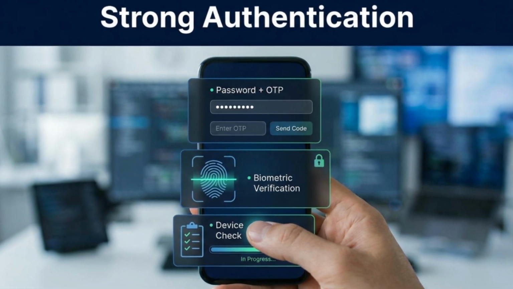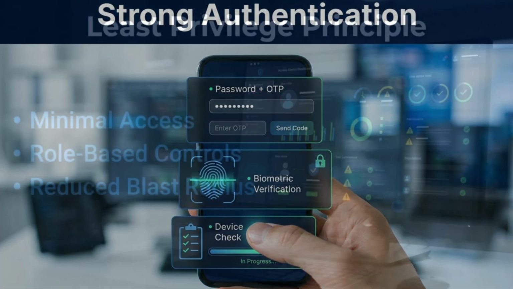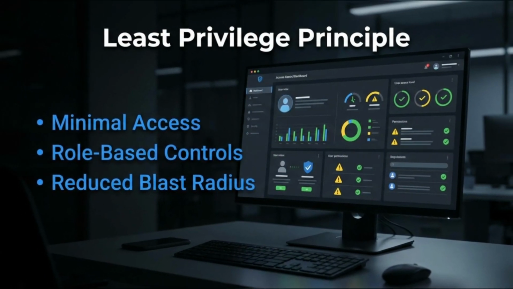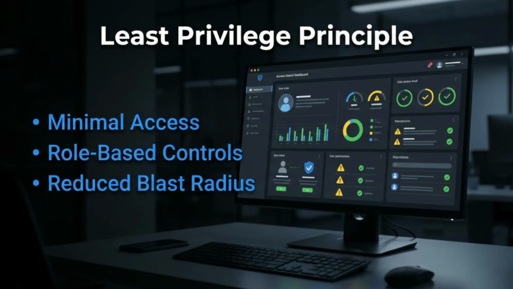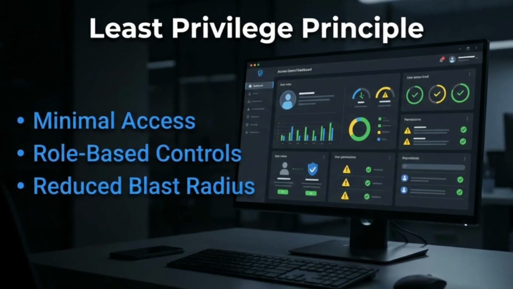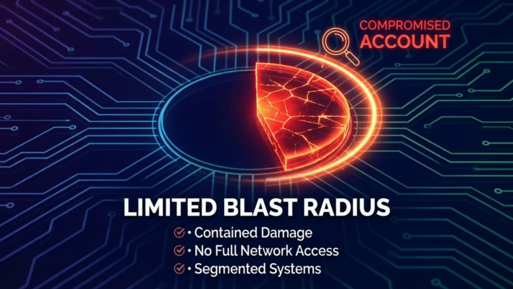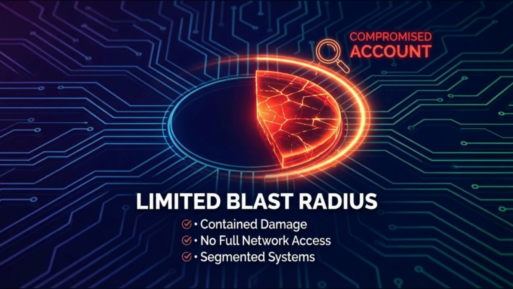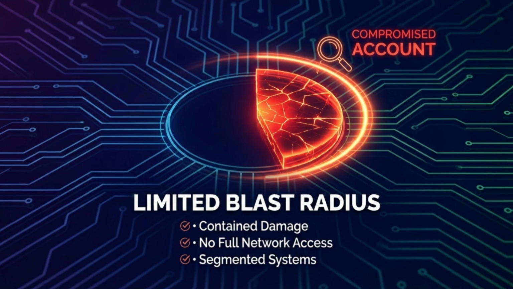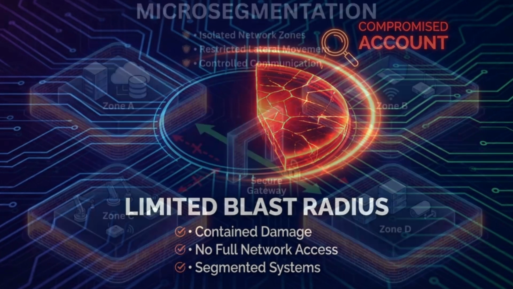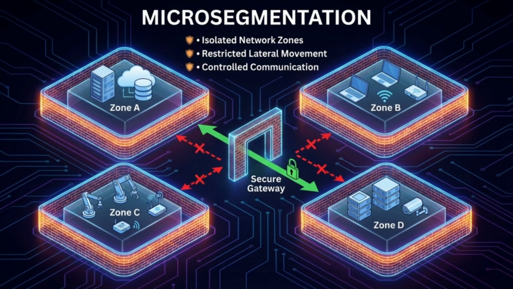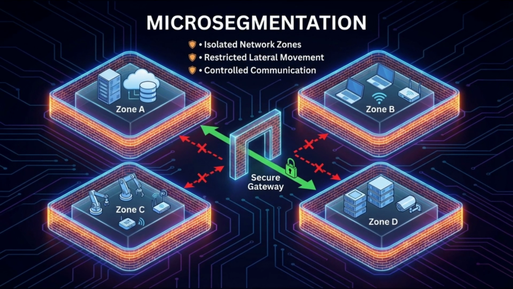First, identity becomes the new perimeter. Instead of trusting devices based on location, Zero Trust verifies users through strong identity controls, multi-factor authentication, device health checks, context-based access policies. Second, least privilege access. Users only get access to exactly what they need, nothing more. If an attacker compromises one account, the blast radius is limited.